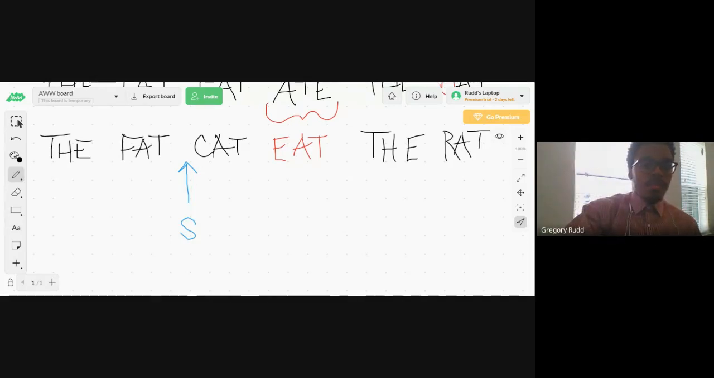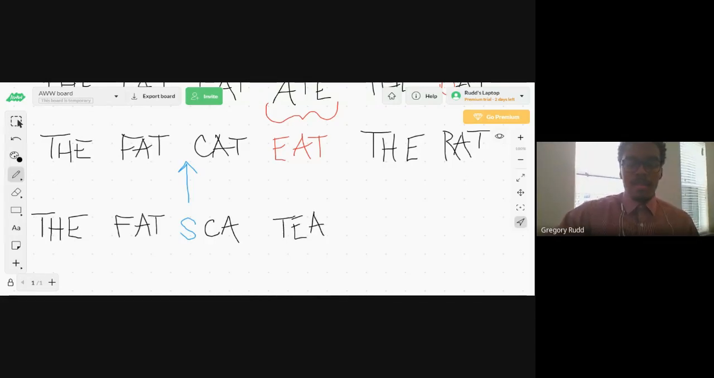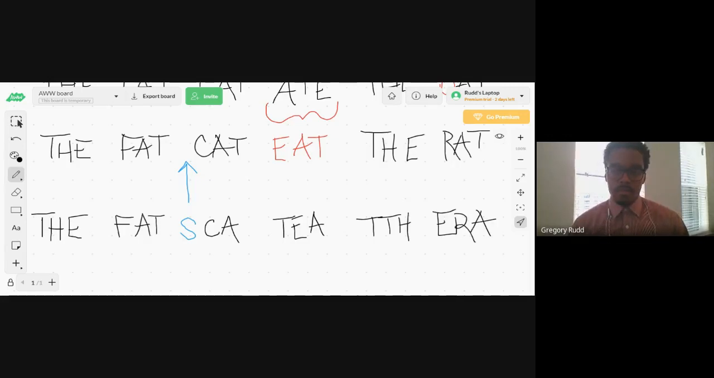Now back to my sentence. So now that I've put in this S, I still have to read things in groups of 3. That's what my codon says. So what I end up with is the fat ska t to era. Does that make sense? Do we see how everything gets shifted over because of that?